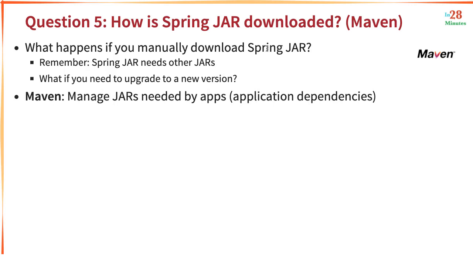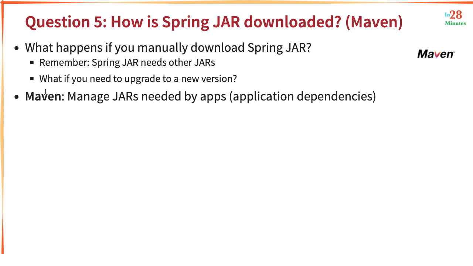Maven tries to make it very, very easy to manage the application dependencies. Remember that application dependencies are very, very different from Spring dependencies. To run our application, we would need Spring Jar. So that's an application dependency. Spring Jar is an application dependency. And to download Spring Jar, we would use Maven.